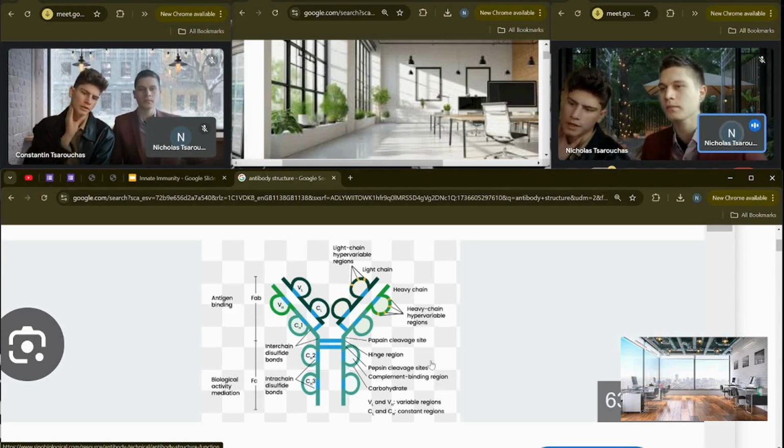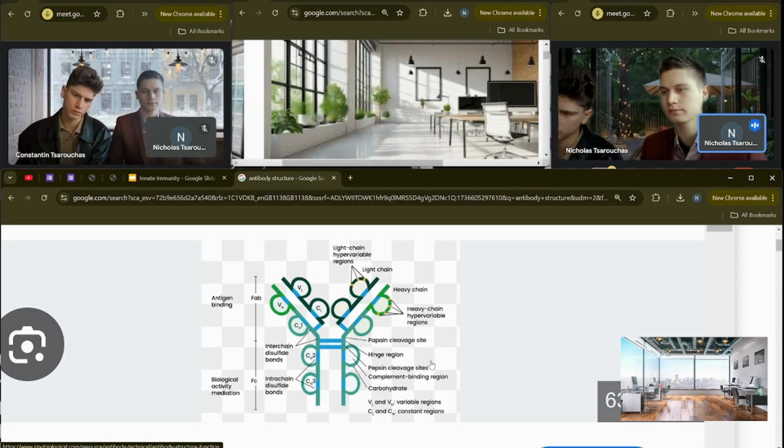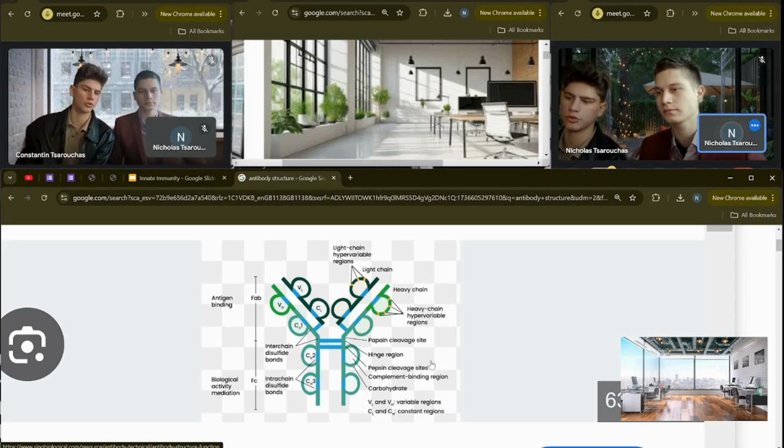Okay. And from a more chemical look, what are the variable regions or groups on the antibody?